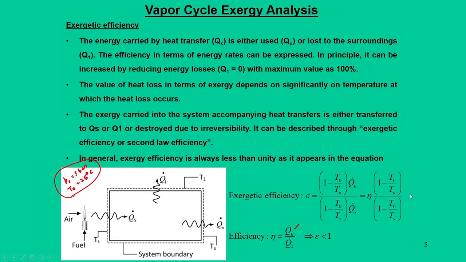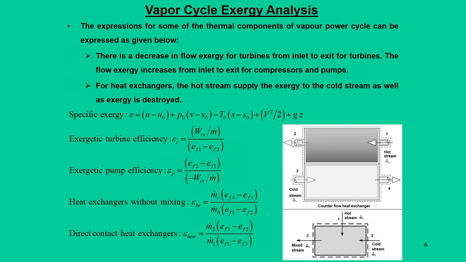And obviously, since efficiency is always less than 1, the exergetic efficiency will also be less than 1. So, this is how you calculate the exergetic efficiency. Now, when you take into account vapor power systems, we are now going to work on this exergetic efficiency.